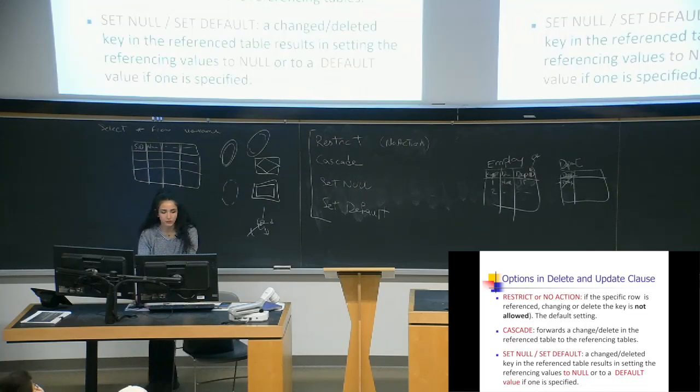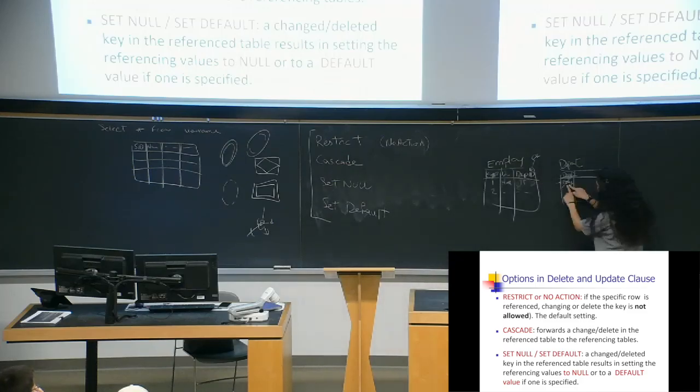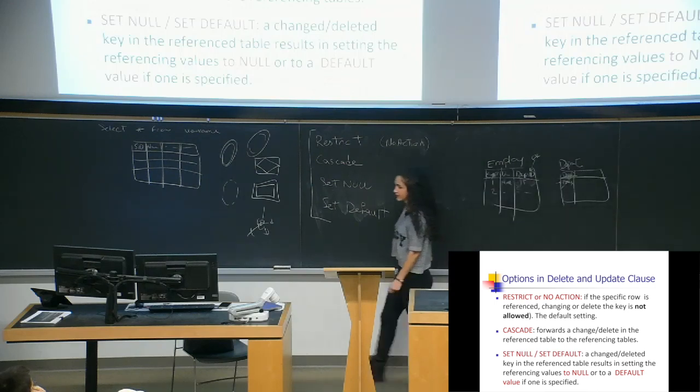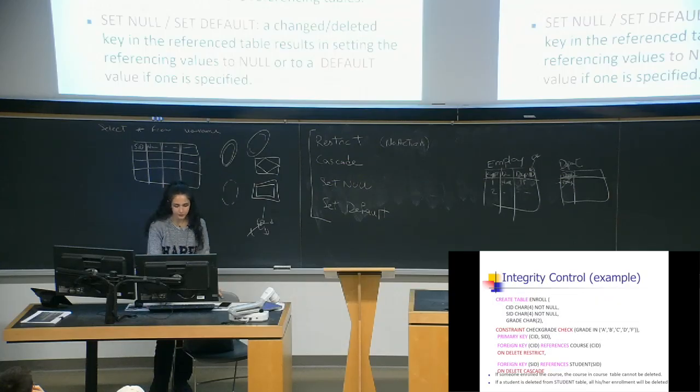So restrict or no action says if the specific row is referenced, changing or deleting is not allowed. So if this is referenced, because this is a primary key and you have a foreign key here and it's referenced here, you cannot delete it. This is the meaning of that. Cascade means you forward the delete, update, anything that happens here to the referencing table, and then set null or set default. As I mentioned, you just set it either to null or a default value.